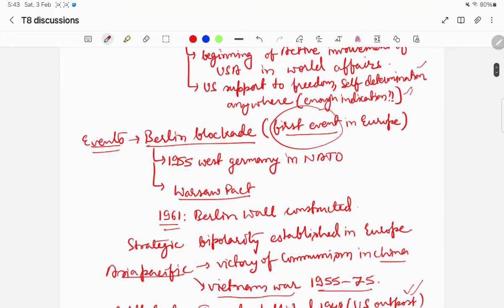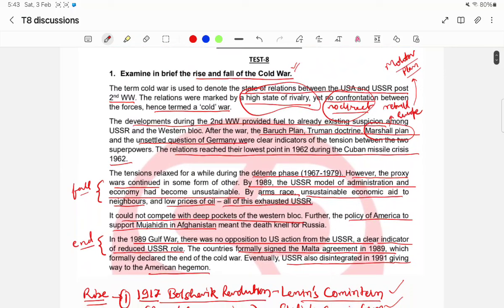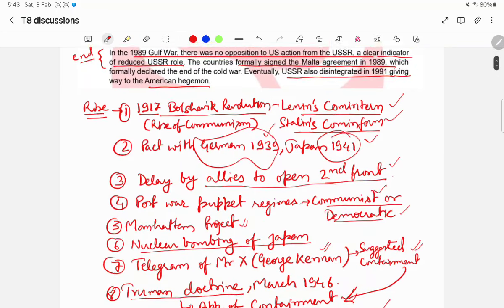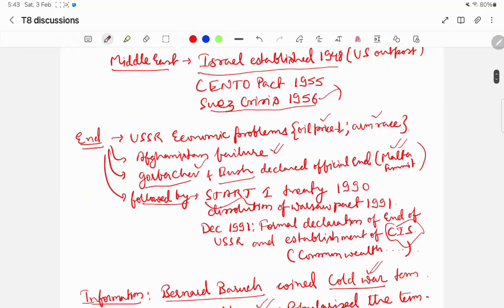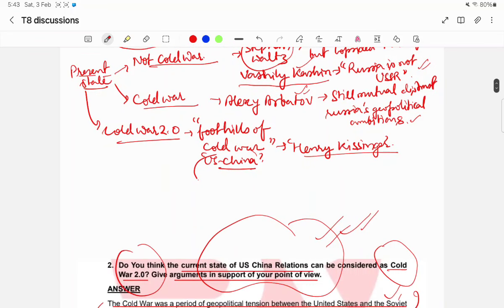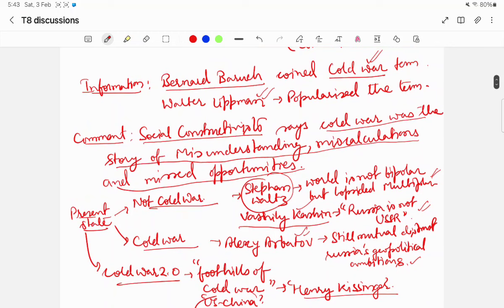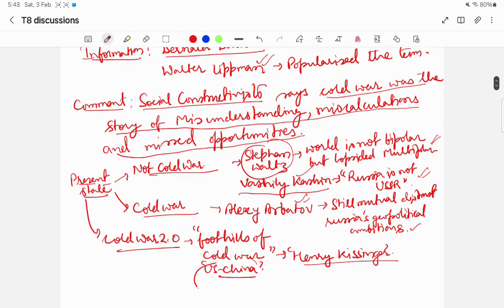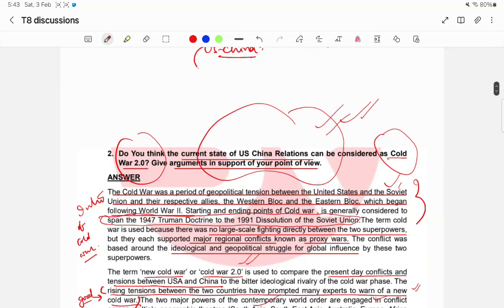So in this way you can write your answer. Very few points were given, so I have given you an ample amount of information. Even if you didn't know about the Cold War, I am hoping that you must have got something from my explanation here. And if you have any doubt, please message me in the group.